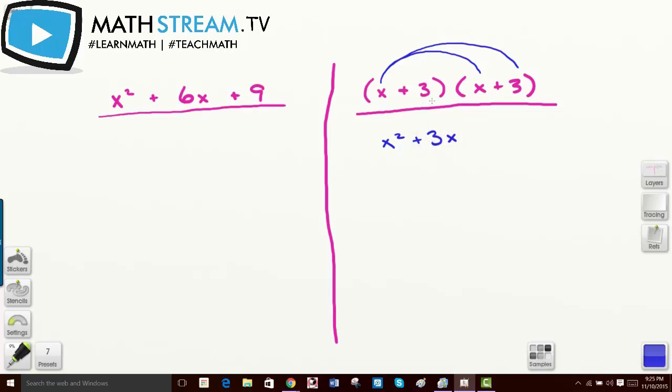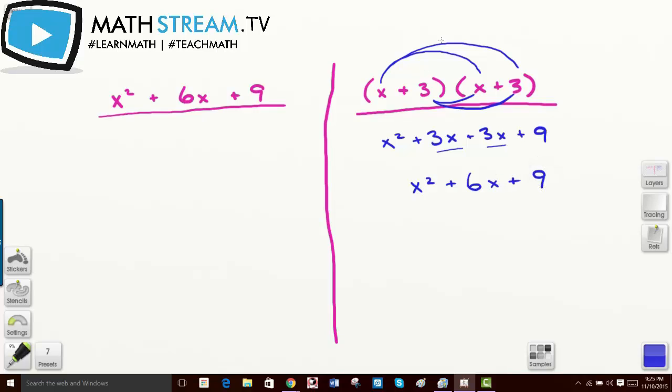Then I need to multiply the second term because we have to make sure everybody gets a chance to be multiplied. So share it with the first and the second term. 3 times x is 3x again. And 3 times 3 is 9. Now you'll notice that these two middle terms are like terms. They're both x values. So instead of saying 3x plus 3x, I could just call that 6x. Lump them together. So that would be x squared plus 6x plus 9.